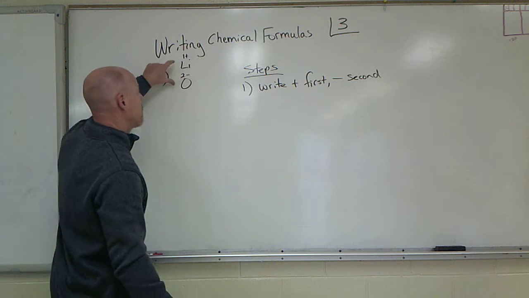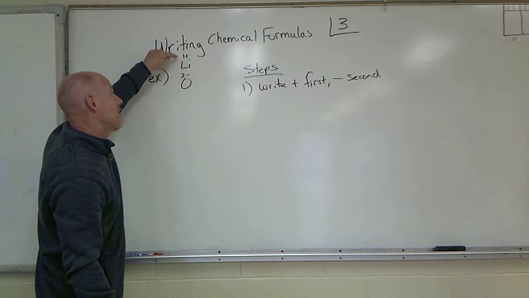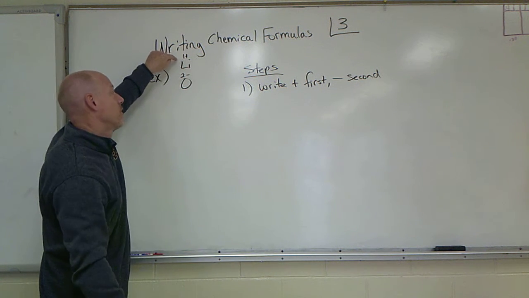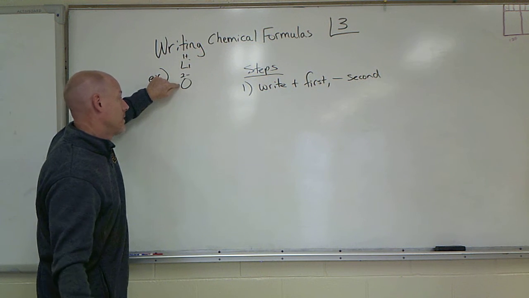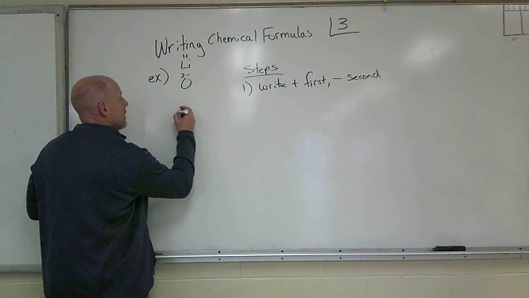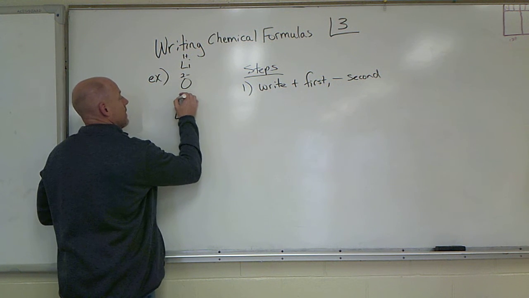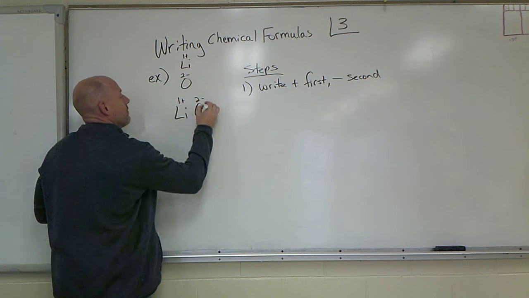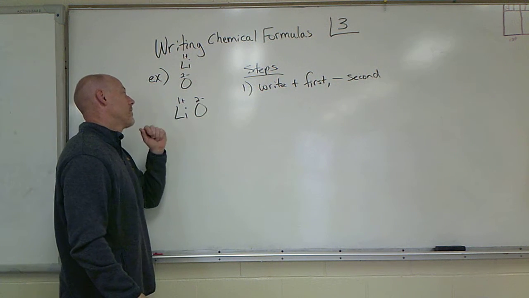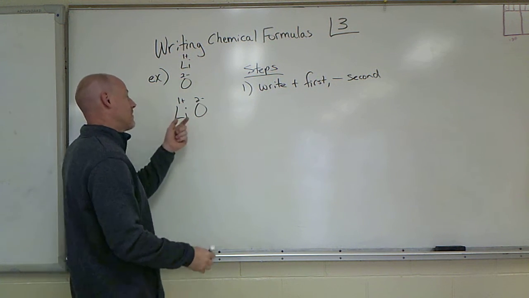So if we're looking over here, which one is positive? It tells you right here, 1+, that's the positive one. So lithium is the positive one, and then oxygen obviously is going to be your negative one. So if we're doing this, then we're going to write out lithium, and we'll put 1+ above it, and we'll put oxygen, and we'll put 2- above it. Now we have the positive one written first, and the negative one written second.